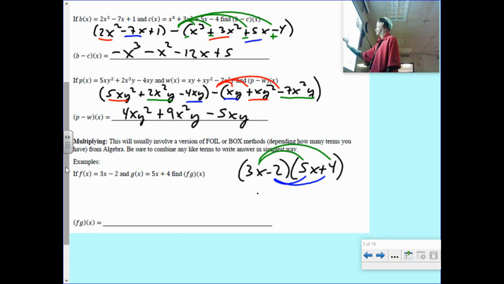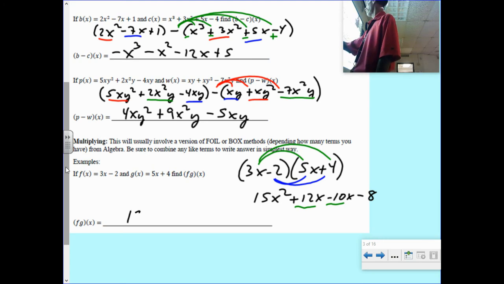So we got 15x squared, and then 3x times 4 is 12x. And then negative 2 times 5 is negative 10x. And then negative 2 times 4 is negative 8. And again, notice I got a couple like terms here. So I can combine those. So my final answer, 15x squared plus 2x minus 8.